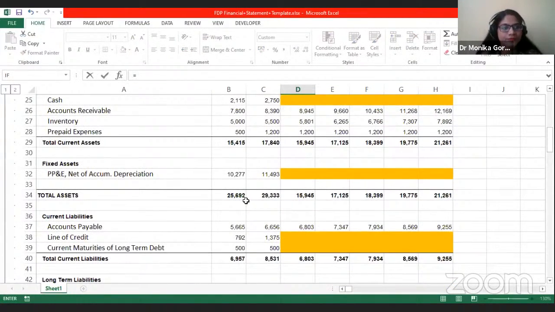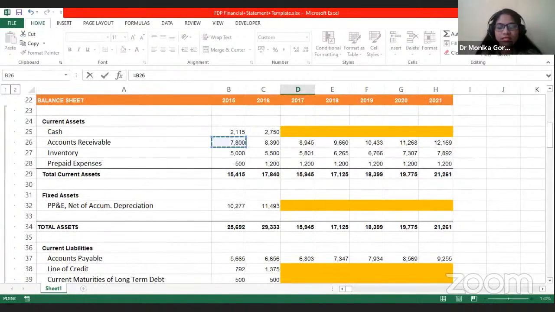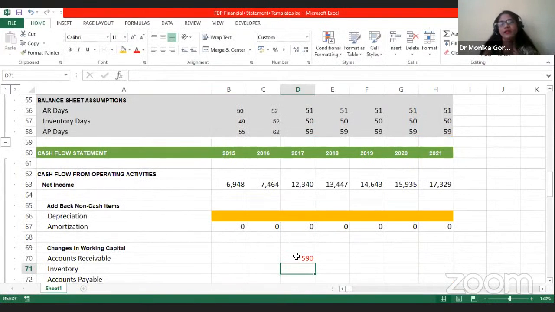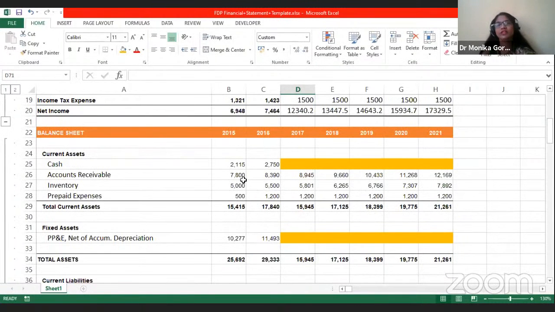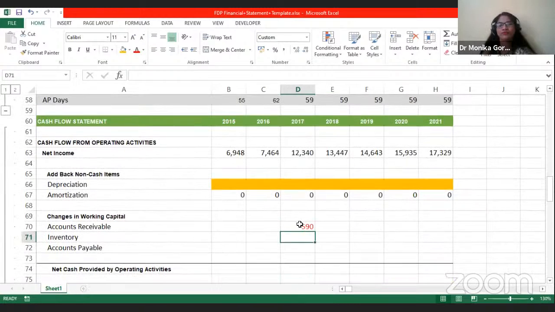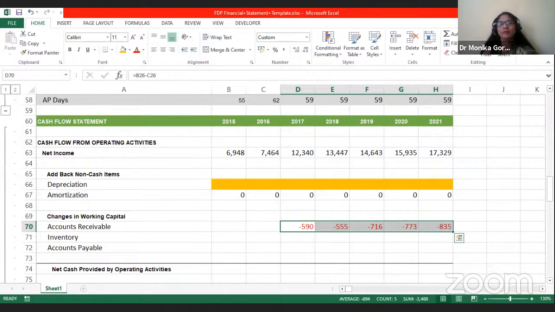balance sheet previous year minus current year account receivable. I'll come to know that the account receivable has increased from 7,800 to 8,390, means it has increased by 590. When I drag this, automatically the formula will get pasted.